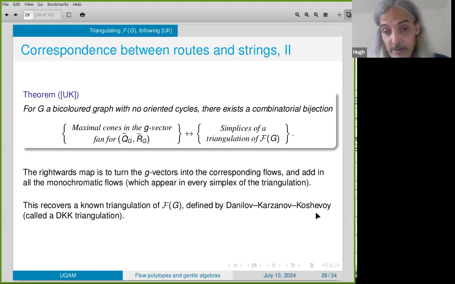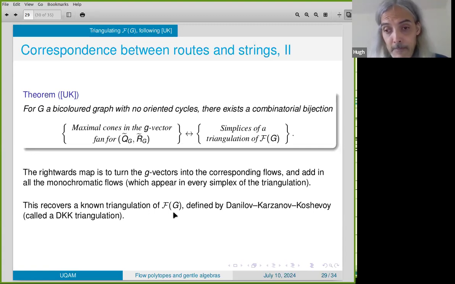The main result of the Kentucky group was that for G a bicolored graph with no oriented cycles, as before, there is a combinatorial bijection between the maximal cones of the G-vector fan for the quiver, where we've reversed the red arrows and removed the sources and sinks, and the simplices of a certain triangulation of the flow cone. The map works as follows: we look at the G-vectors, take the corresponding flows, and then add in the monochromatic flows, because remember, the monochromatic flows weren't in the picture. We add them into every simplex, and this gives us the simplices of a triangulation. This was a known triangulation of the flow cone defined by Danilov, Karzanov, and Koshevoy.